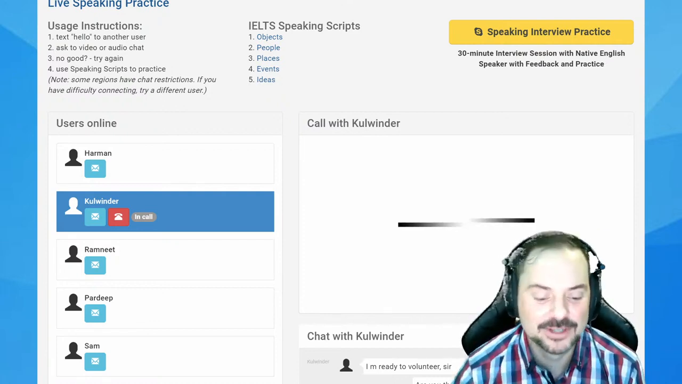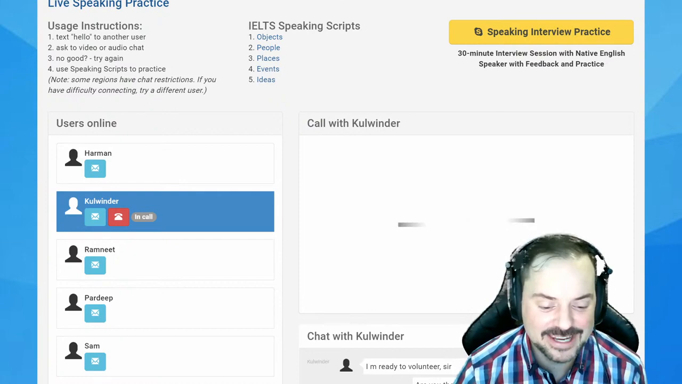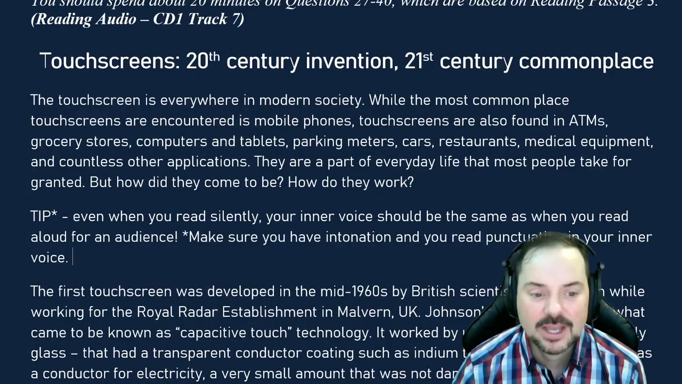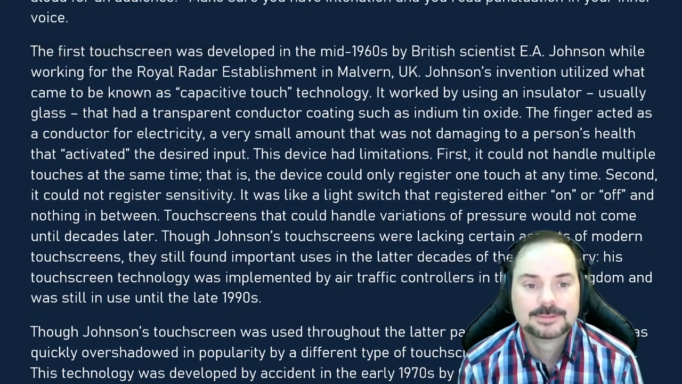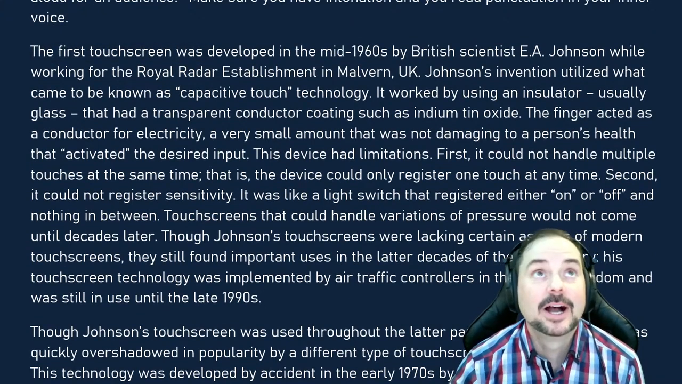All right, Kowinder. So let's do a bit of reading and then I'll talk a bit more strategy, okay? So Kowinder, I'll actually get you to read this nice big paragraph here, starting with the first touchscreen. So whenever you're ready, just read it.